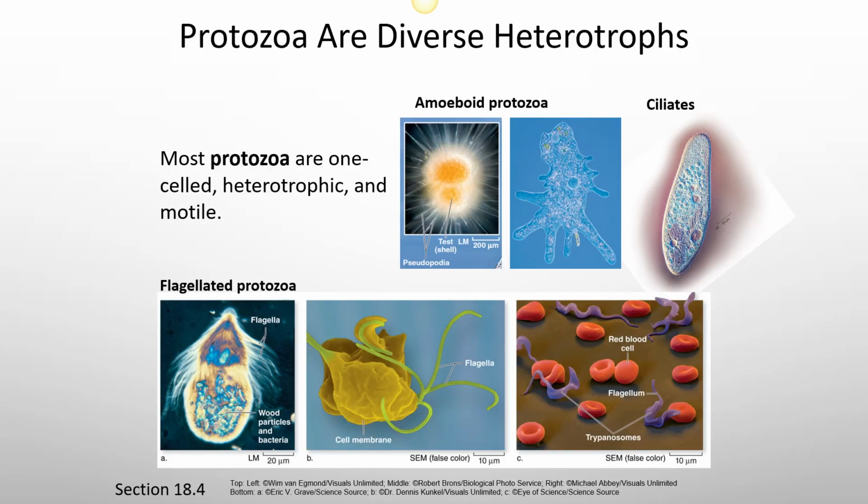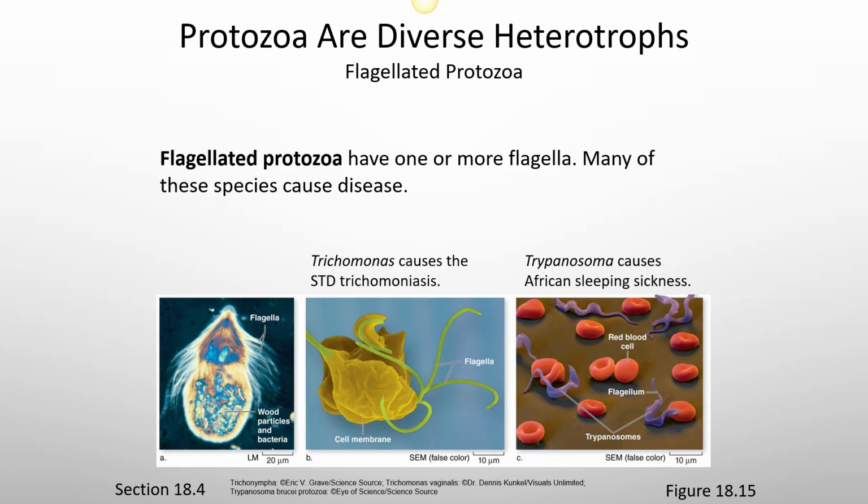So most protozoa are single-celled, heterotrophic, and motile. Single-celled, they're just made up of one cell. Heterotrophic means that they eat other organisms in order to survive, and motile means that they can move. The flagellated protozoa have one or more flagella. Many of these species cause disease. So many species of protozoa in general have the ability to cause disease.